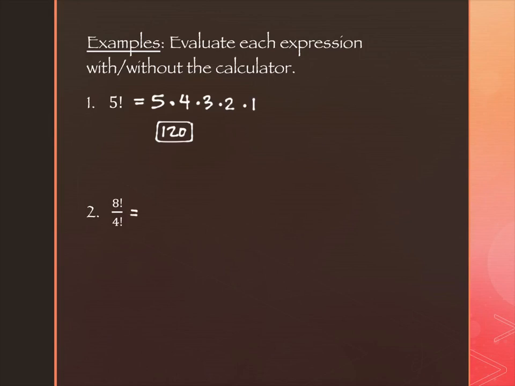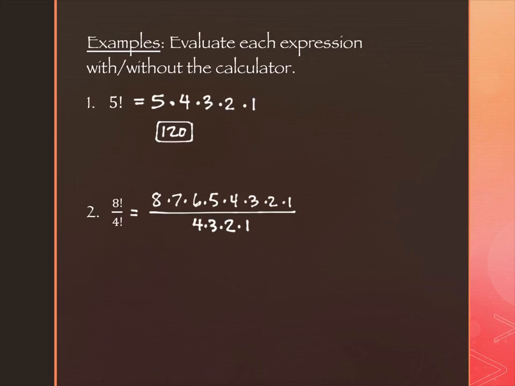If I were to write out, by definition, 8 factorial and 4 factorial, just like I did above, I'd write 8, 7, 6, 5, 4, 3, 2, and 1. And on the bottom, I would write out 4, 3, 2, and 1. I hope it's rather obvious that if you multiplied everything on top and everything on bottom and then divided them, you would not get the number 2. The top's way bigger than 2 times the bottom.